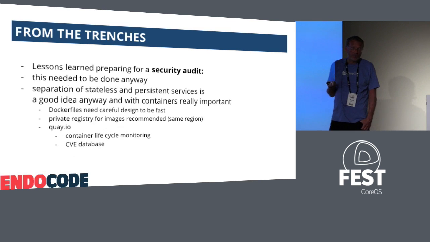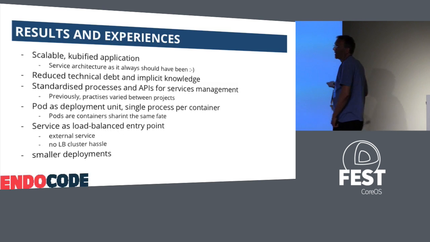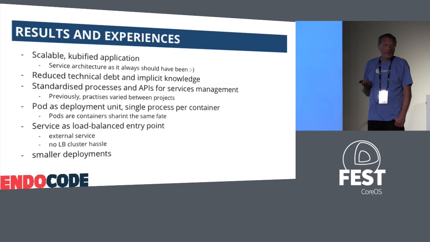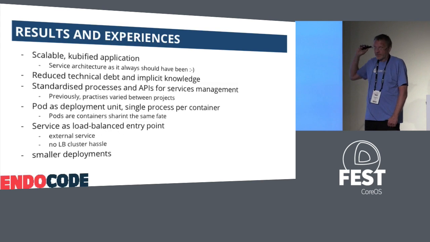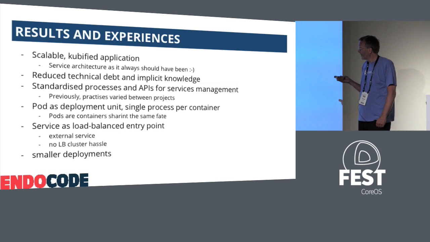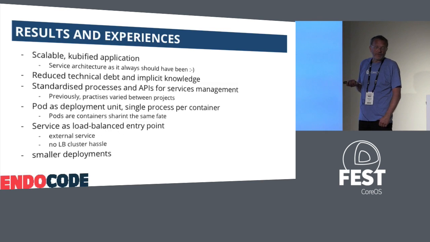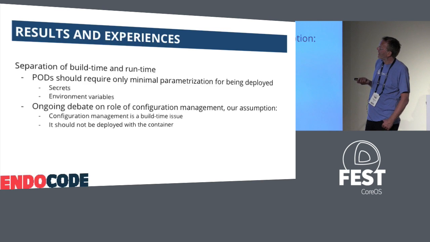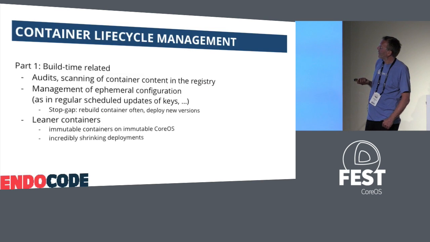So the results: we have a scaled and cubified application. And on the way to that application, we had to reduce the technical debt anyway. We had to standardize our processes and APIs for management. And every application by every team turned into a pod with a single process per container. We shrank the deployments, which is essential if you want to run it at scale, so to get it really fast. And the business value is obvious. We are faster to market.